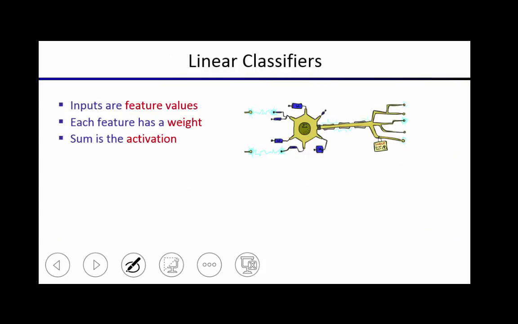So as we saw, the input is going to be each of the feature values from your example, and each feature for this classifier has a weight. Then you sum over all of these weighted features and compare it to a threshold, and that's called the activation. If the activation is greater than the threshold, then you output +1, otherwise you output -1.